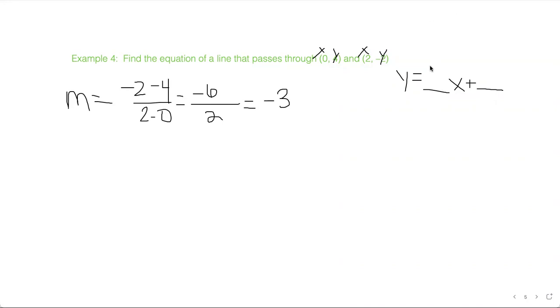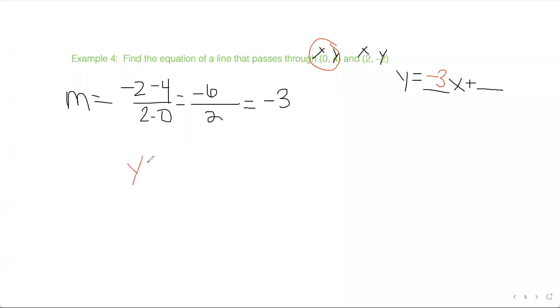I'm going to go ahead and put that into my formula up here. And now I need to find b. So again, you can pick either one. I'm not going to show you this time that they both work. I'm just going to pick one. I'm going to pick 0, 4. Again, I always like to pick the numbers that are positive and or have a 0 because then things cancel and it's kind of nice.